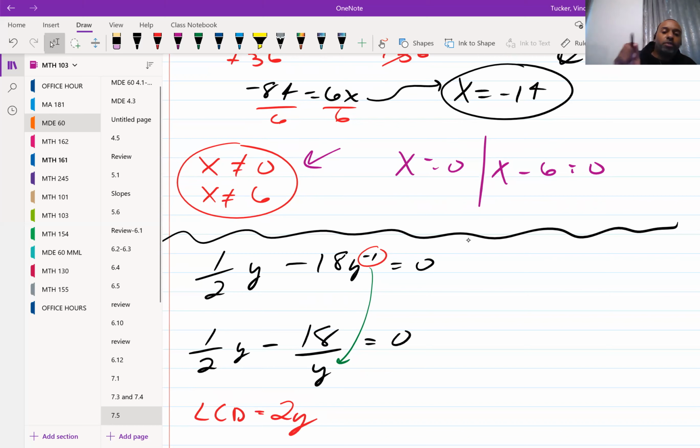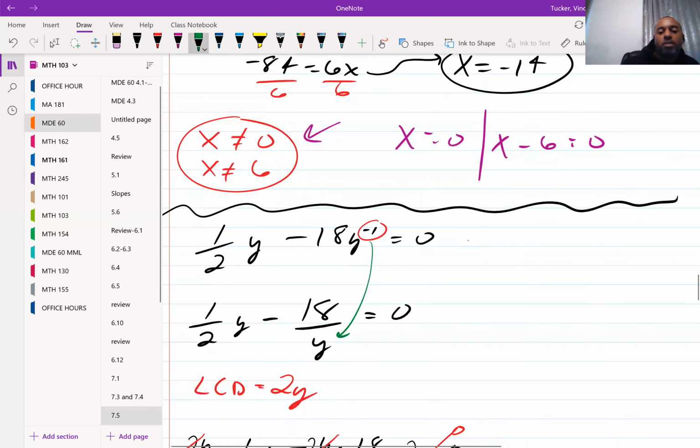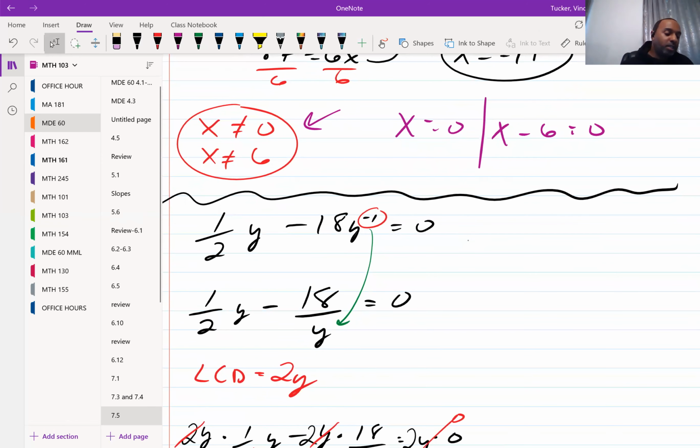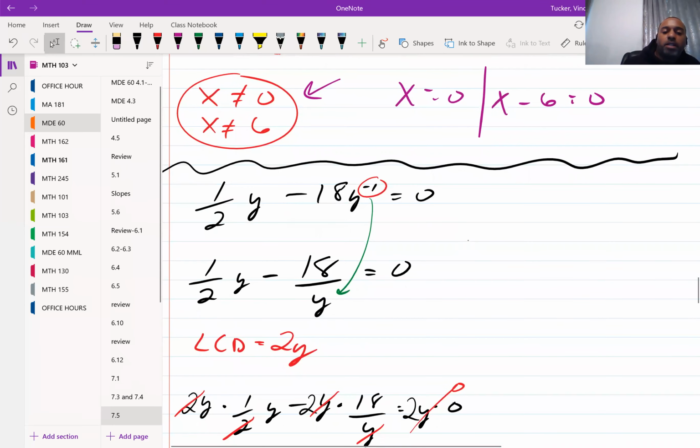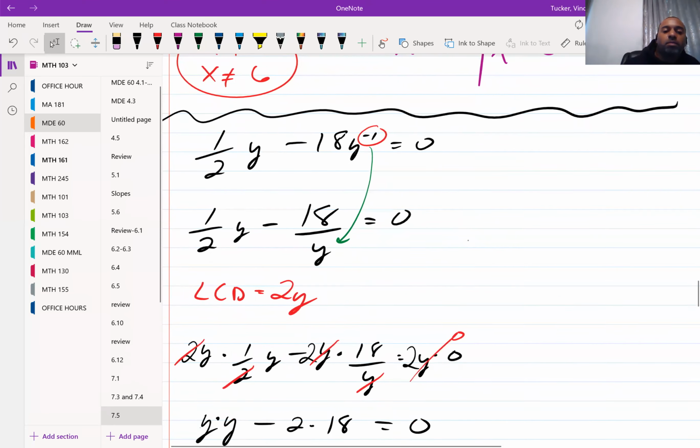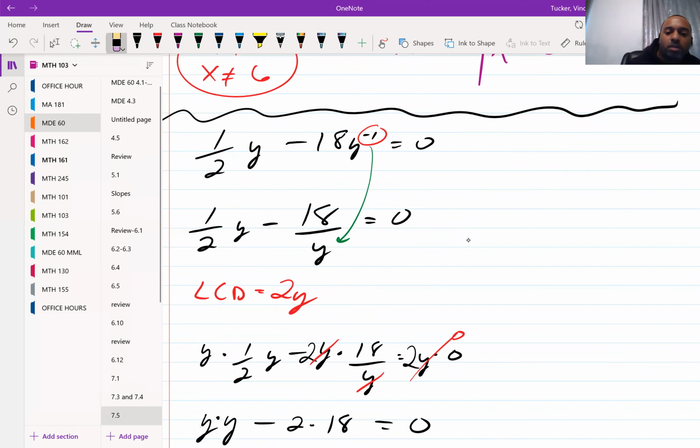So LCD, we have two denominators, 2 and y. We got this 2 right here and then the y right here. And so that's going to be our denominator, our LCD. So multiply each term by 2y. Erase these slashes real quick.